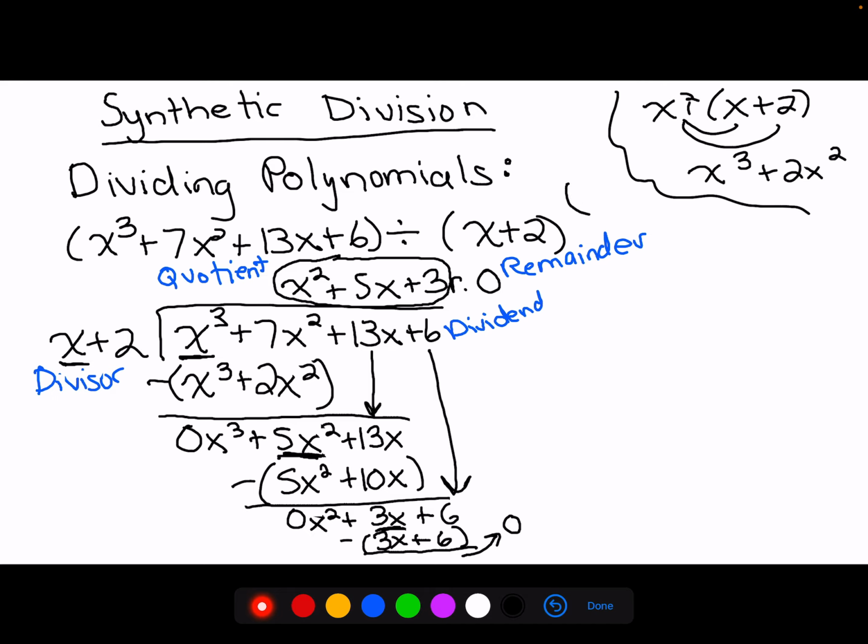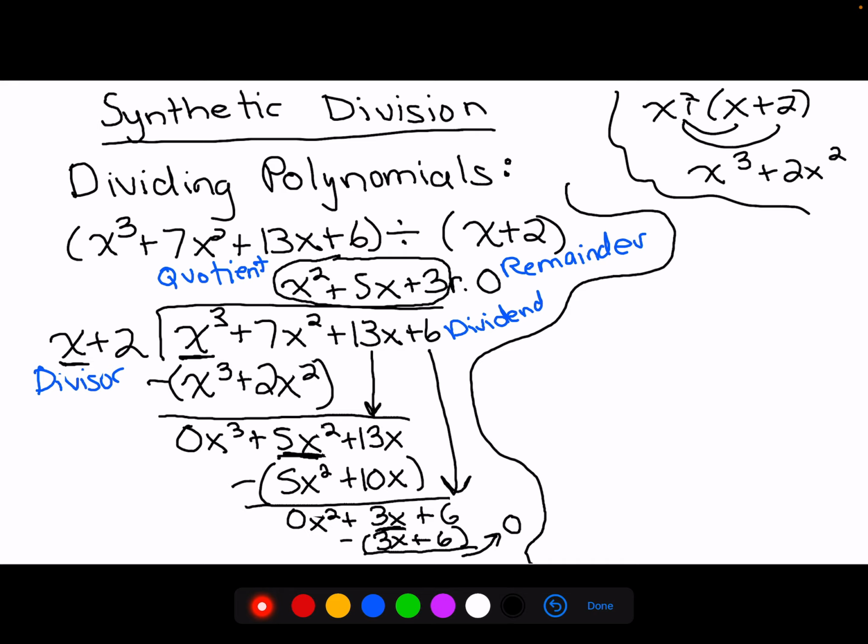Okay. I apologize for squishing this in, but I promise synthetic division doesn't require quite as much room. So we just did long division. That required a lot of space. Synthetic division requires way less space. How do we do synthetic division?